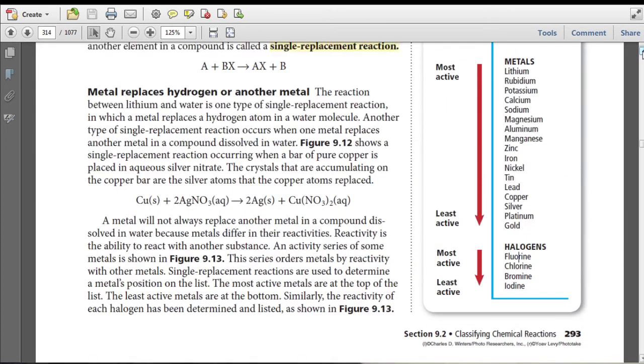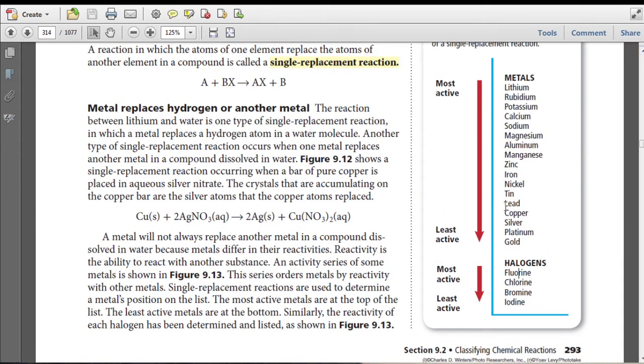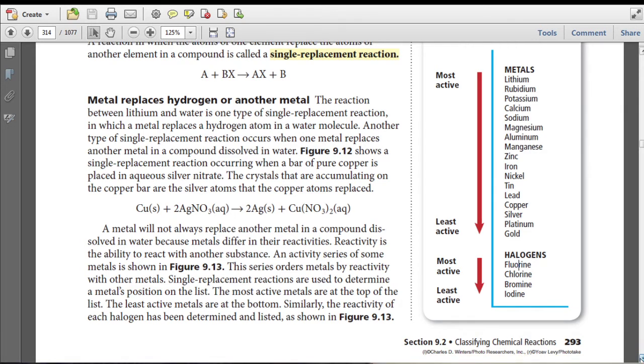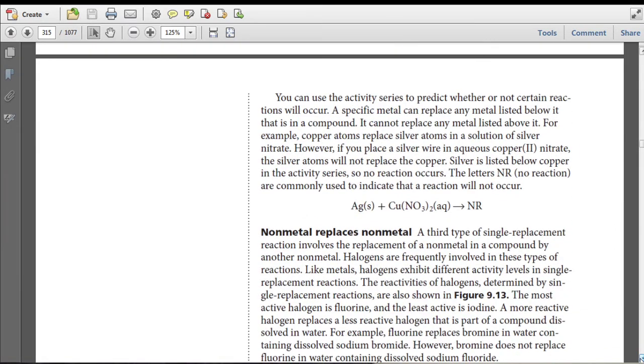If we look at this, copper is above silver. Because the copper metal is above the silver in the silver 1 nitrate, we would anticipate a chemical reaction. But silver metal cannot displace the copper 2 in copper 2 nitrate. And that's what we see here.